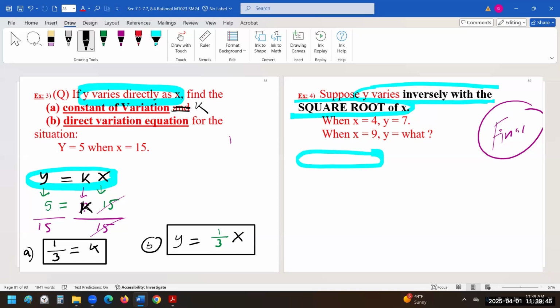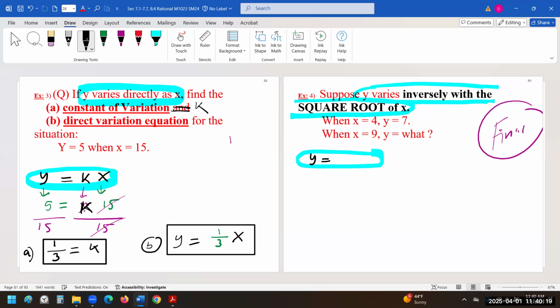Something else is with x. Which two things are changing? We can see one of them is y. What's the other one? Square root of x, not x, square root of x. So y and square root of x, they're changing. How they're changing? Directly or inversely? Inversely.